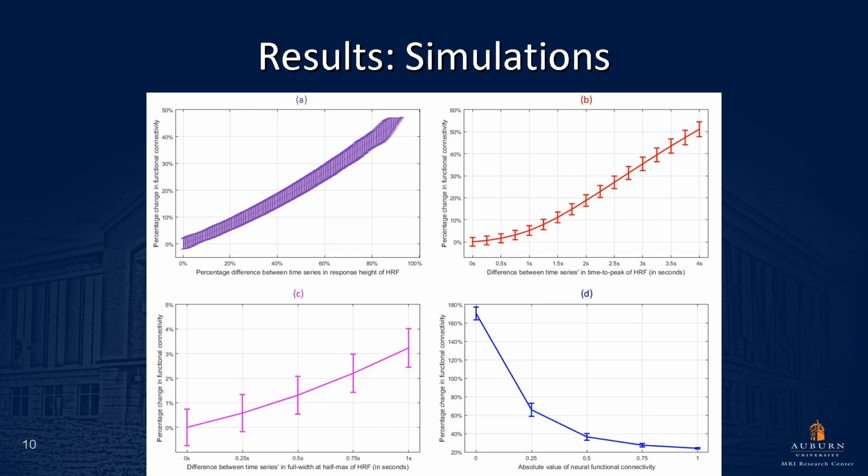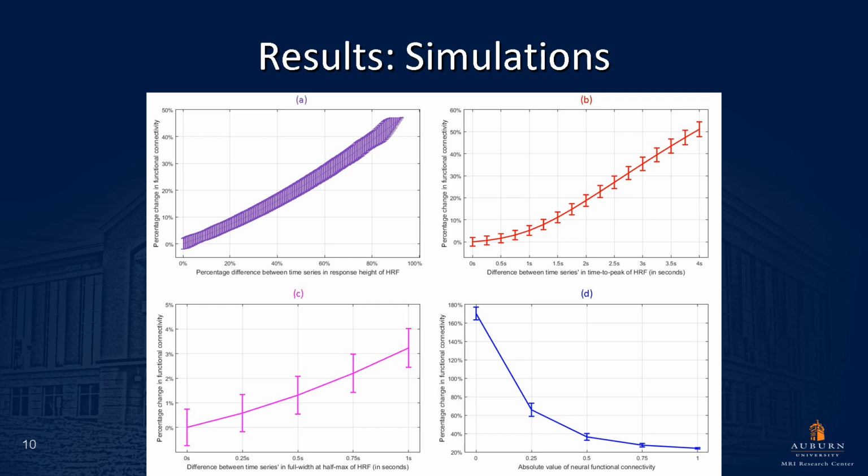And you can see there's an increase in differences between functional connectivity within deconvolved and non-deconvolved data when there's a larger difference between the response heights of the HRF. Same is true with time to peak, same order of magnitude difference. The trend is there for differences in full width half max, but the order of magnitude is much smaller.